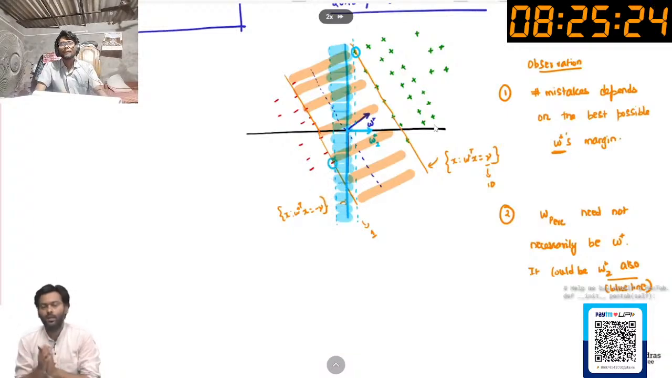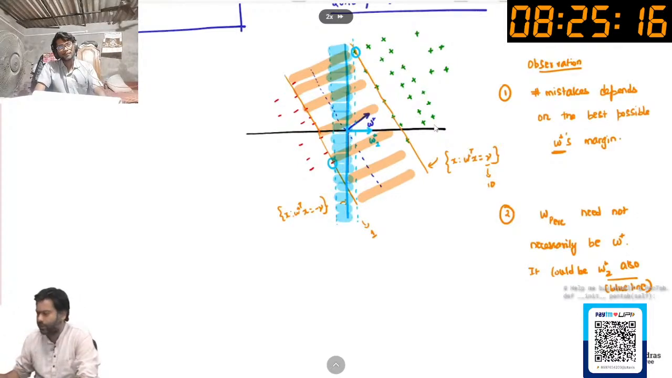It does not mean that just because the problem is simpler, the perceptron is going to find the separator which separates it with the largest margin. No, that's not necessarily true, because there is nowhere in the algorithm where we have specifically said that you want to find a W that separates the data with the largest margin, right? So these are two important points that we want to make about the perceptron.